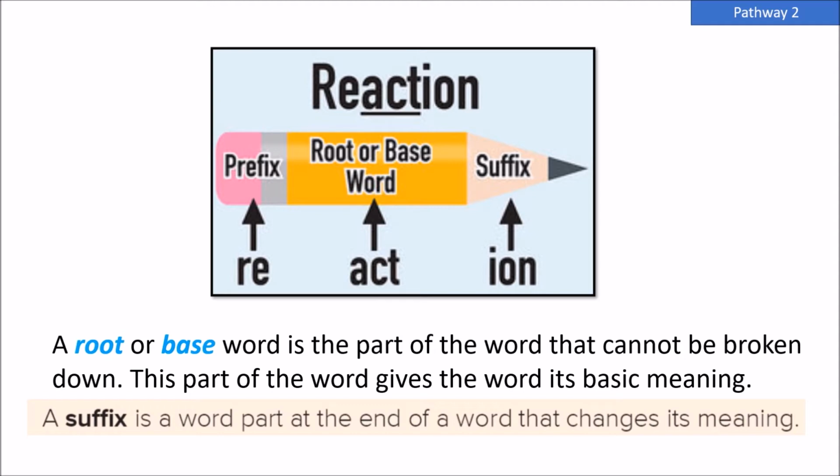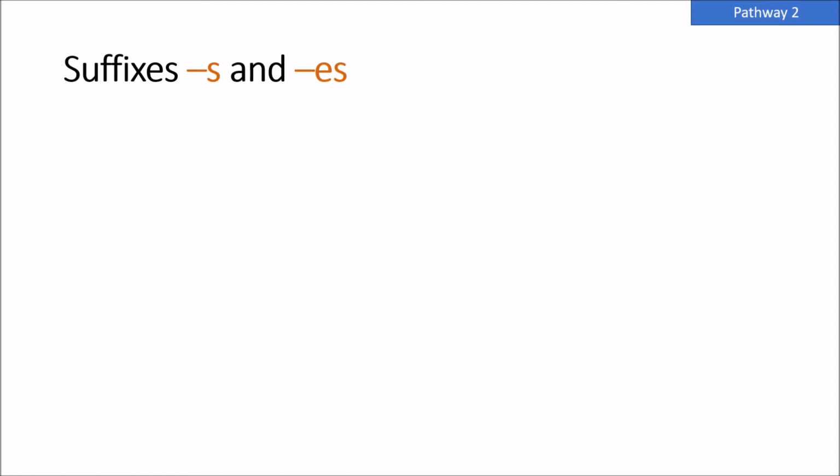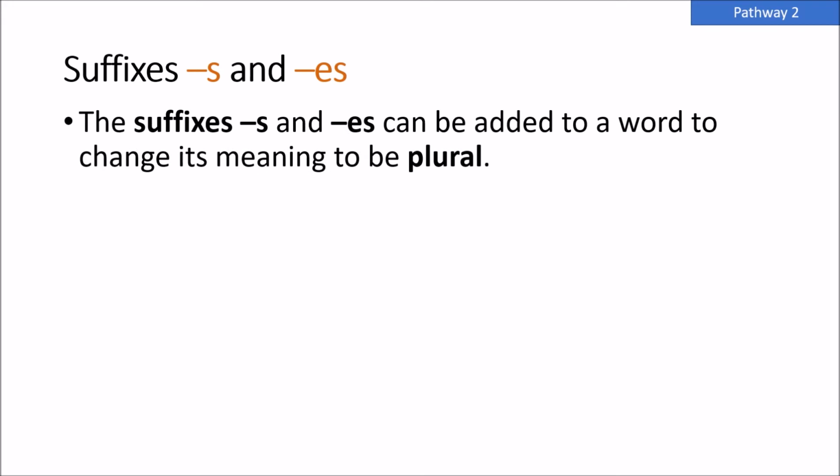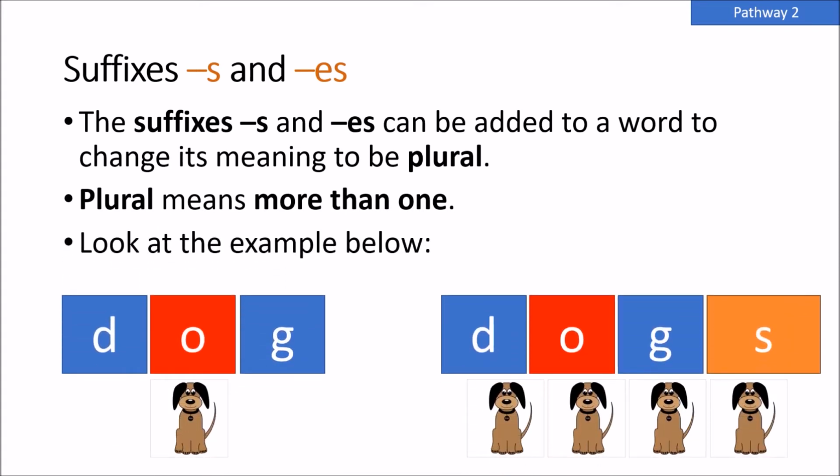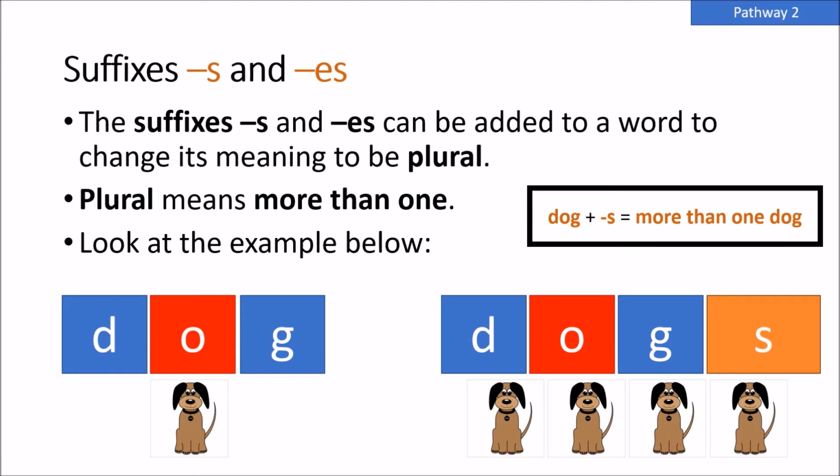Today, we are going to learn about some common suffixes that you'll see as you're reading and use as you're writing. The first ones we will be exploring are the suffixes s and es. The suffixes s and es can be added to a word to change its meaning to be plural. Plural means more than one. Look at the example below. We have the word dog, meaning one dog, and then we have dogs with that suffix s added to the end, meaning more than one dog. So dog plus the suffix s means more than one dog.